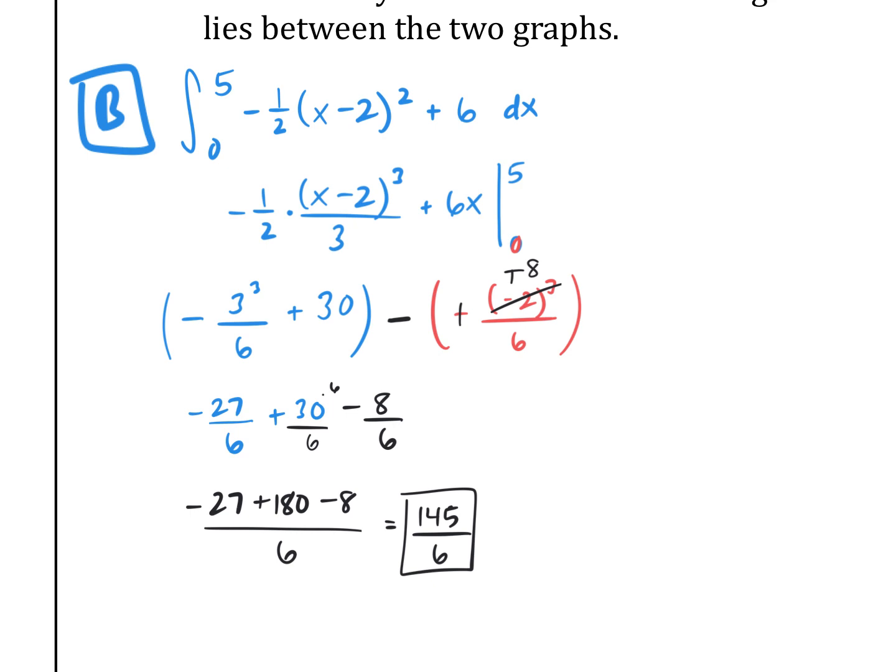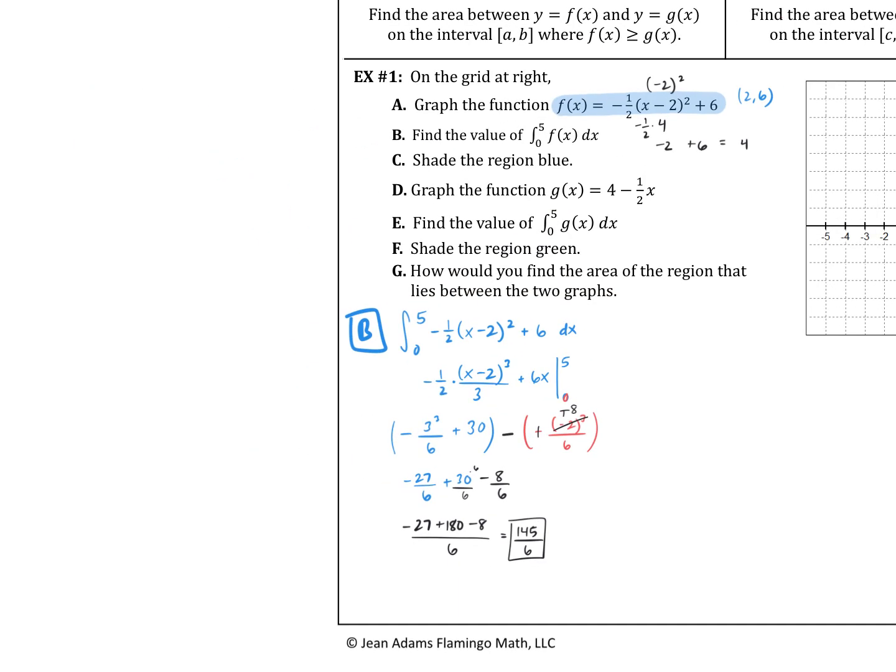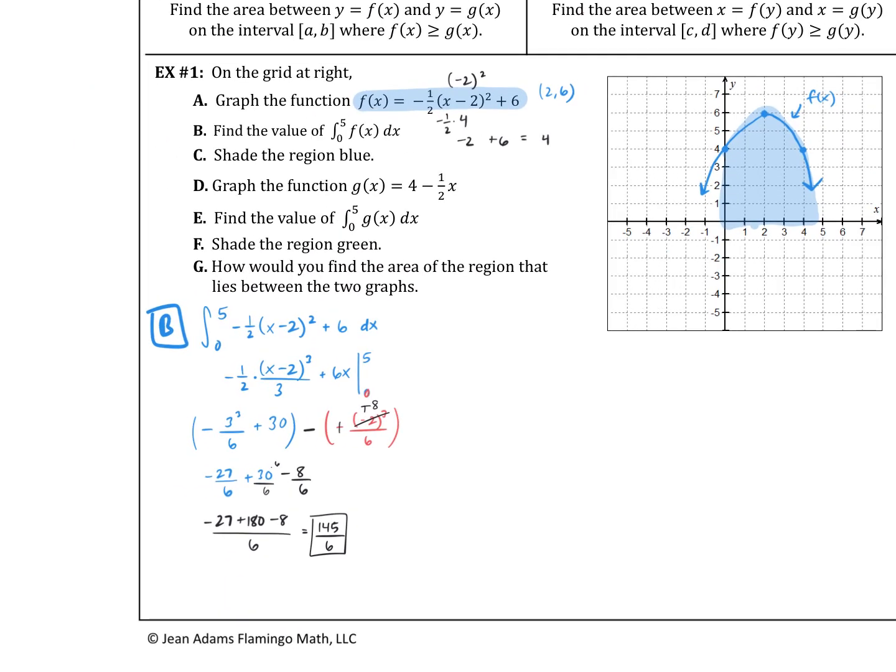Okay, any questions on how I got that? Cool. All right, so that was part B. Part C we already shaded. Part D says to graph the function g of x is equal to 4 minus 1/2 x. What is that going to look like? 4 minus 1/2 x.